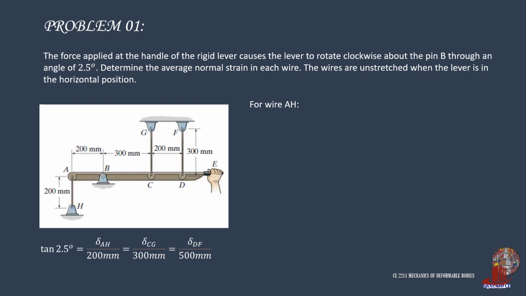Starting with wire AH, the deformation is taken as the tangent of 2.5 degrees multiplied by the length of 200 millimeters, giving 8.743 mm. Plug this deformation into the strain formula, making 8.732 all over 200, and that gives 0.0437. The same procedure is true with the next wire CG.